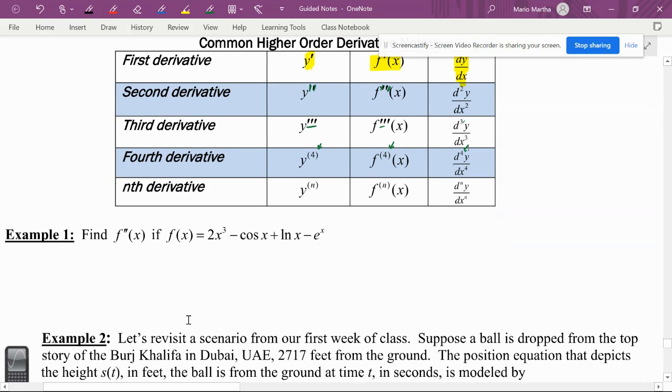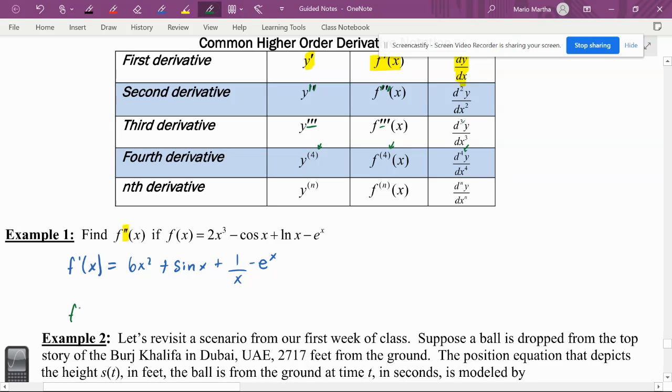So now, for the first example, we're looking to find f double prime of x if f of x is equal to 2x cubed minus cosine of x plus the natural log of x minus e to the x. Now, let's first find the first derivative. We can't find the second one unless we find the first one. So applying the power rule, we're going to get 6x squared, and then the derivative of negative cosine would be positive sine of x. And then the derivative of the natural log would be just 1 over x. And the derivative of negative e to the x would be the same thing, negative e to the x. So that's our first derivative.